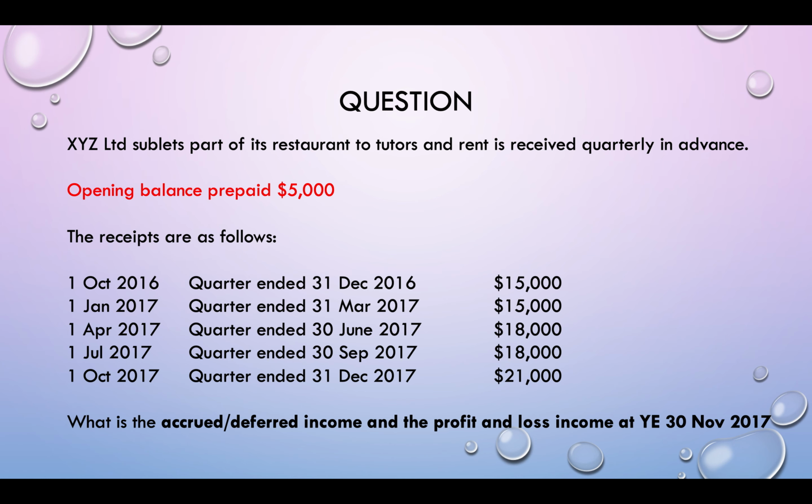XYZ Limited sublets parts of its restaurant to tutors and rent is received quarterly in advance. You have the opening balance prepaid 5,000. You've got several receipts made during the year, and the question is asking you to calculate the accrued or deferred income and the profit and loss income at year end, and the year end is the 30th November 2017.